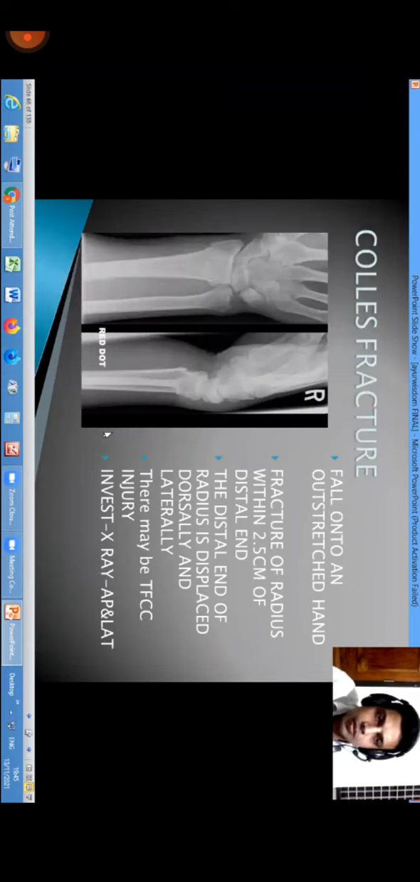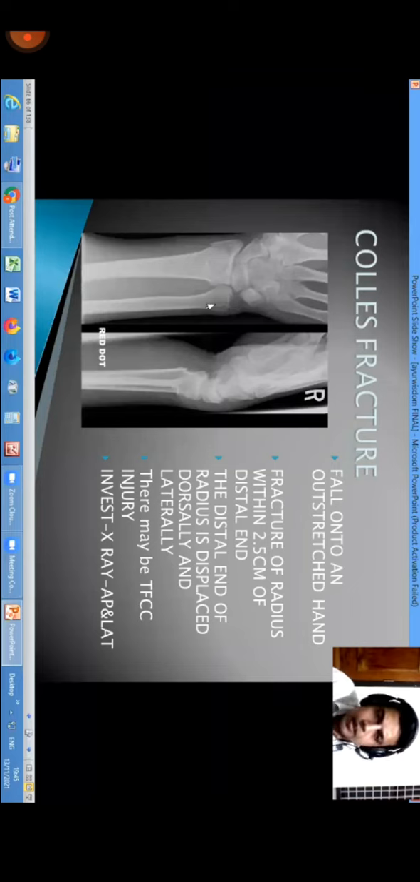Then coming to Colles fracture. It is common in elderly women after menopause, because decalcification happens after menopause and fracture occurs easily. A fall on an outstretched hand is the cause, and the fracture of the radius is within 2.5 centimeters of the distal end. The Colles fracture is an extra-articular fracture. There may be an associated TFCC injury here.